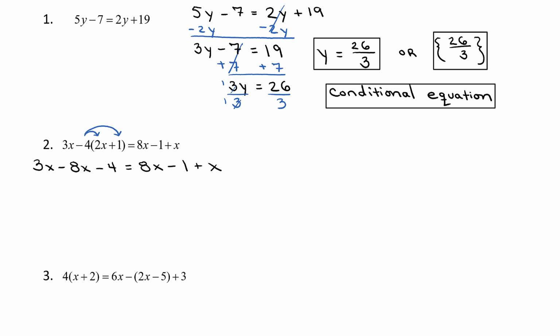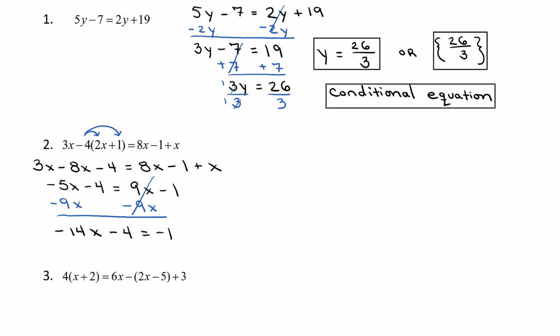On the left-hand side of the equal sign, we can combine the 3x minus 8x, and we will get negative 5x minus 4 equals, I can combine 8x with positive x, and that'll give me 9x minus 1. I'm going to subtract 9x from both sides to get all my x terms on one side of the equal sign. On the right-hand side, they will zero out the x terms, and I will be left with negative 4x minus 4 equals negative 1.